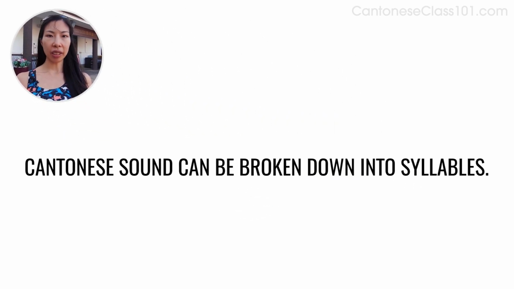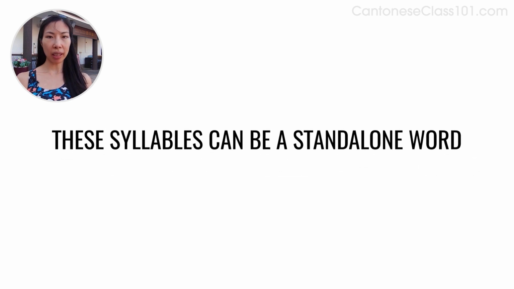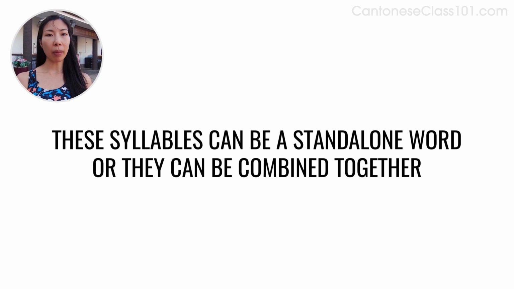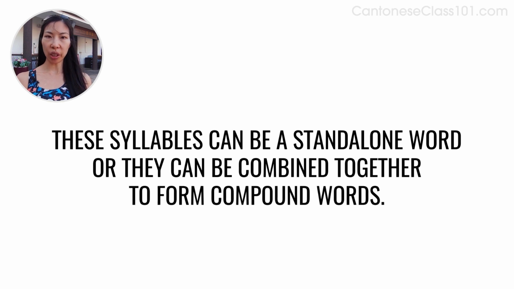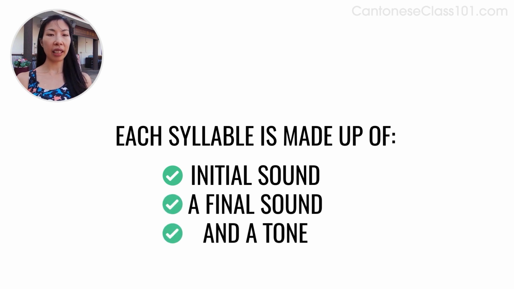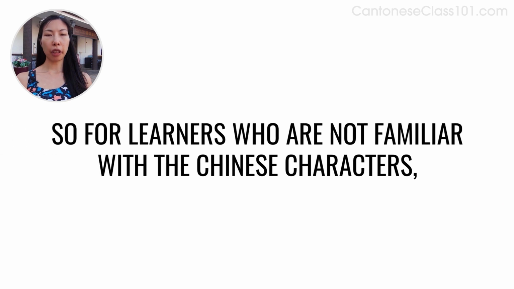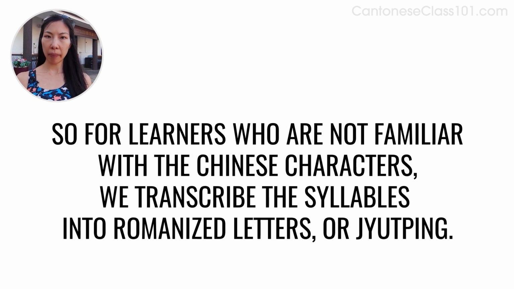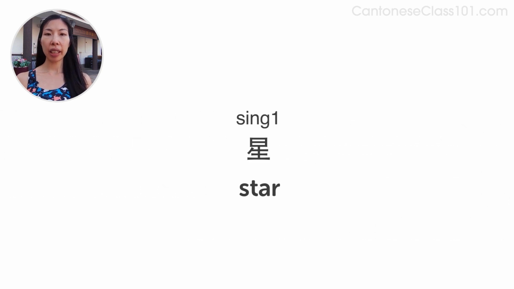How is a word built when written in Yut Ping? Cantonese sound can be broken down into syllables. These syllables can be a standalone word or they can be combined together to form compound words. Each syllable is made up of an initial sound, a final sound, and a tone. So for learners who are not familiar with the Chinese characters, we transcribe the syllables into Romanized letters or Yut Ping. Here is an example of a syllable in Yut Ping.